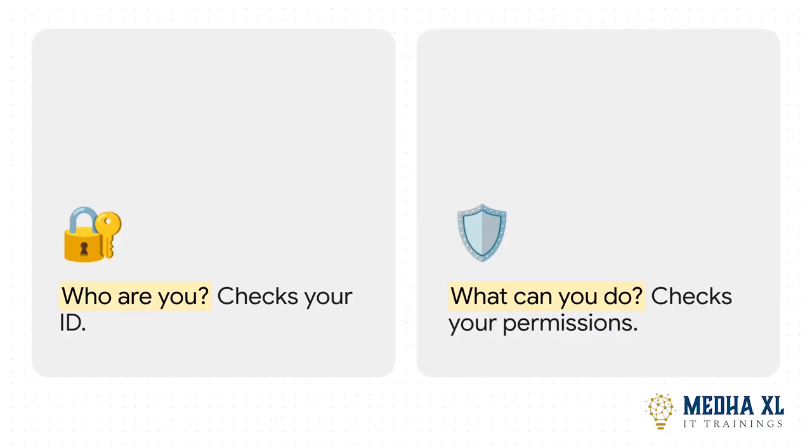So let's just boil this all down. Authentication asks the question, who are you? Authorization asks the next question, now that I know who you are, what can you do? One checks your ID, the other checks your permissions, and you absolutely cannot have the second without the first. That's pretty much the fundamental rule of security.